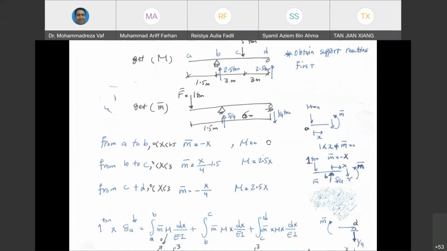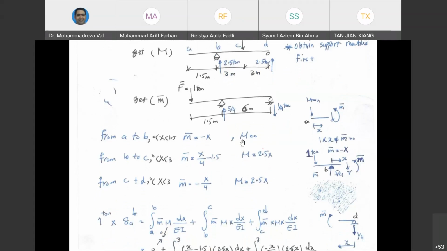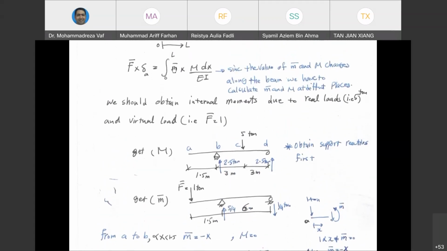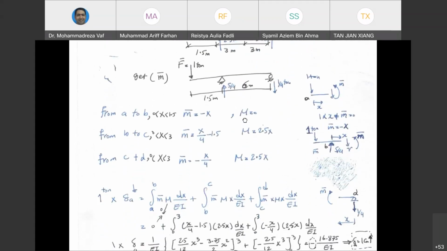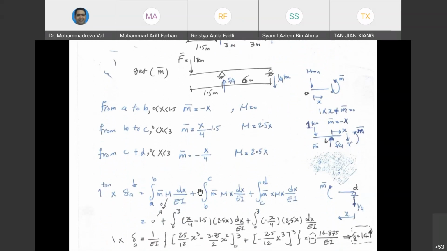Okay, so this is the part where we have got all these bending moments, and they are all based on x. And according to our equations, we need to multiply M by M bar and do the calculation of the integral. So let's go and do it. Here you can see we have three integrals from A to B, B to C, and C to D. So you just need to put the values there. M bar is minus x, but M equals 0. So if you multiply these two, it becomes 0. So the first part doesn't give us any deflection.